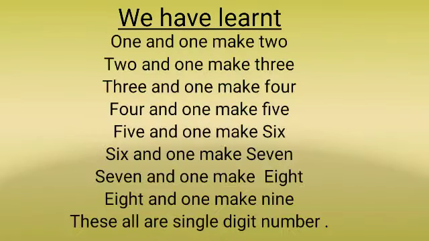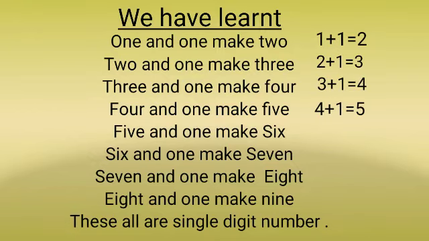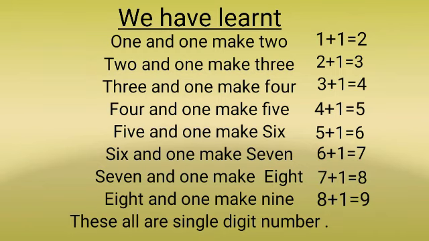In previous lessons, we have learned 1 and 1 make 2, 2 and 1 make 3, 3 and 1 make 4, 4 and 1 make 5, 5 and 1 make 6, 6 and 1 make 7, 7 and 1 make 8, 8 and 1 make 9. These all are single digit numbers. 1 to 9 are called single digit numbers.